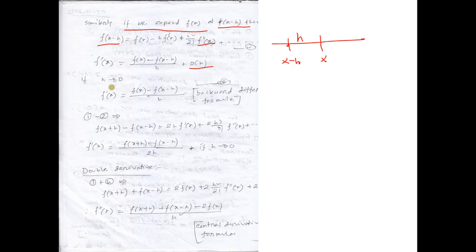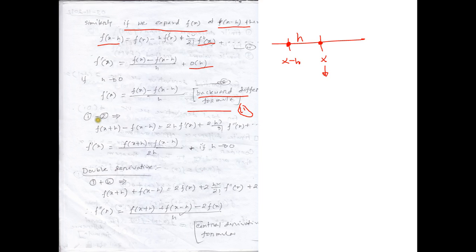If all other terms are 0 here, then we'll get f prime x equal to f of x minus f of x minus h, divided by h, right? So this is the backward difference formula, because we have used the previous values to get the present situation at point x, right? Same way, this is equation 2, right? And we have the forward difference formula.